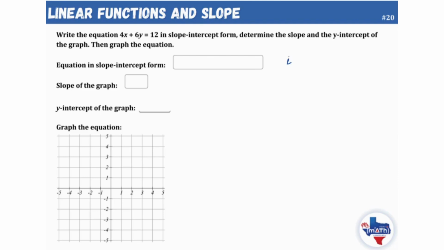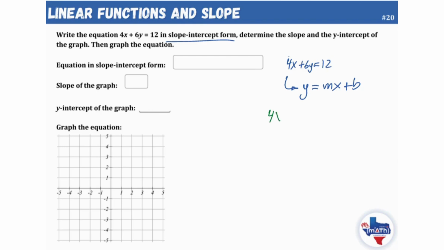Okay, let's start by writing our equation here. So we have 4x plus 6y equals 12. Our goal will be to take this equation and write it in the form y equals mx plus b. This is the slope-intercept form. Okay, that being said, what we need to do basically is just solve for y. So let's start doing that.